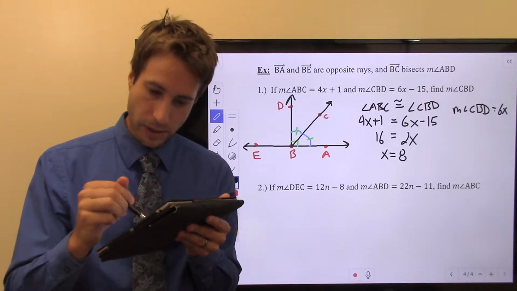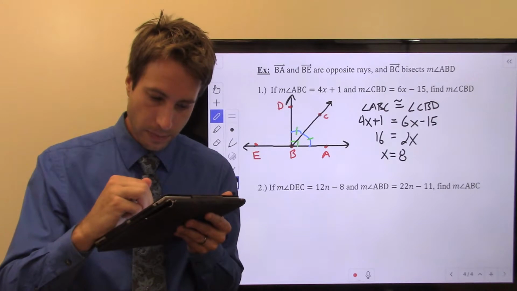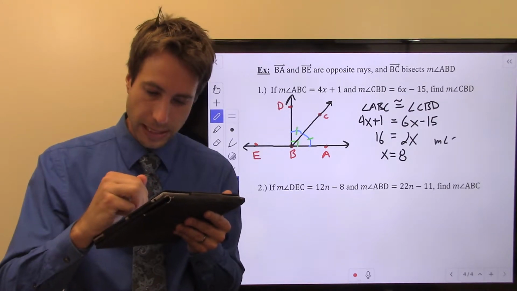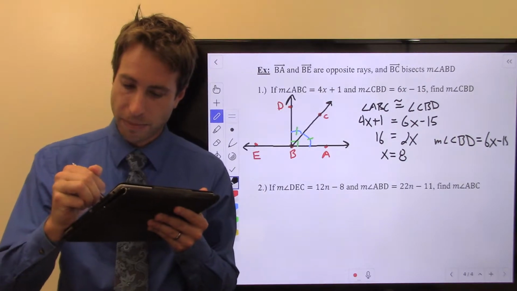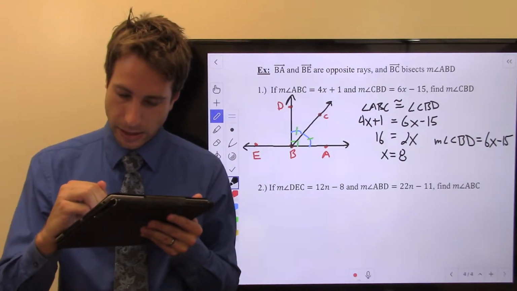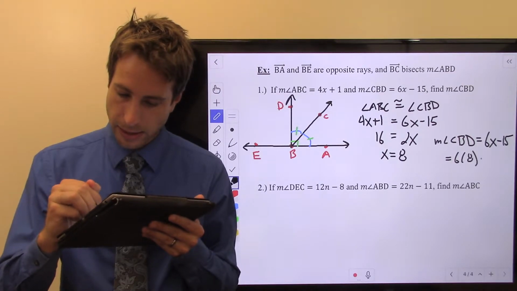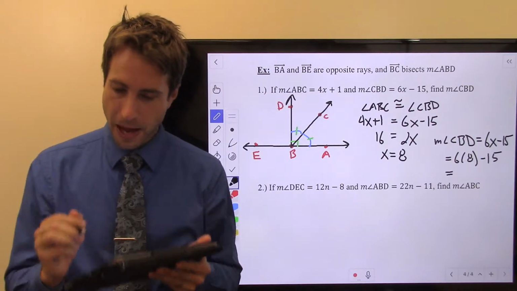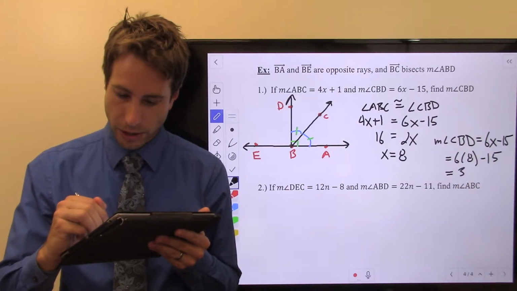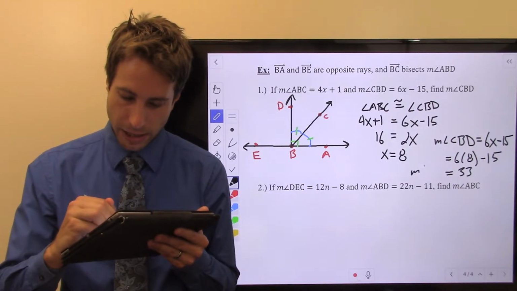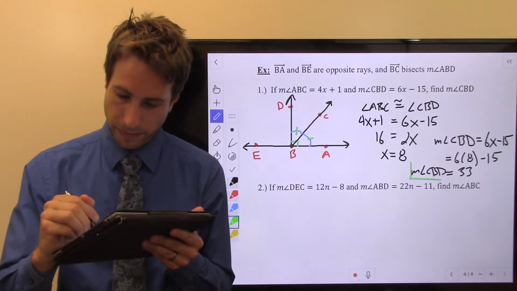Oh, sorry, I don't want to do that. I'm squeezing, and I hate squeezing. I don't want to squeeze. The measure of CBD is equal to 6x minus 15, but I know what x is. So that whole thing is equal to 6 times 8 minus 15. Plug and chug if you have to. Don't fat finger something on your calculator, and you should get that the measure of CBD is 33.